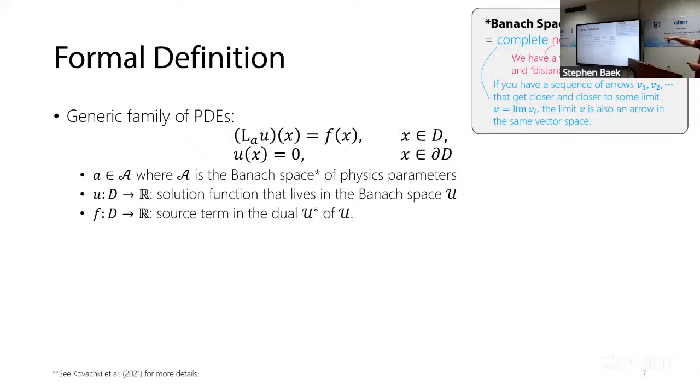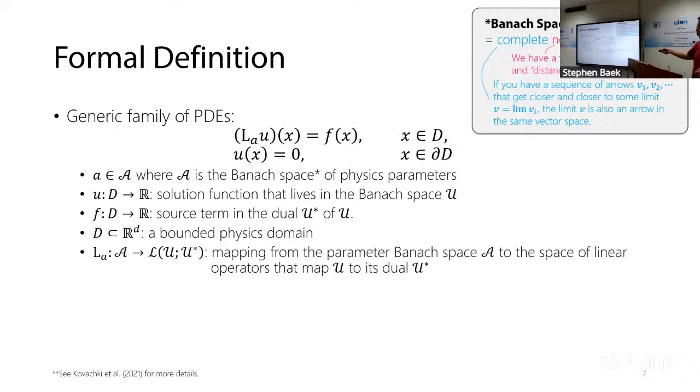Now, the F, like I said, is a source term. So unlike the PINN formulation that we saw so far, F is a source term that comes from the control inputs or things like that, modeled as F of x. And D over here, like I said, is a bounded physical domain with the lowercase letter d as its dimension.